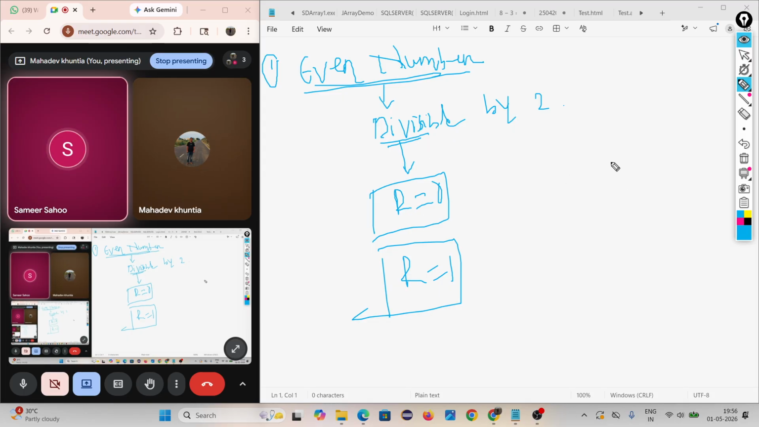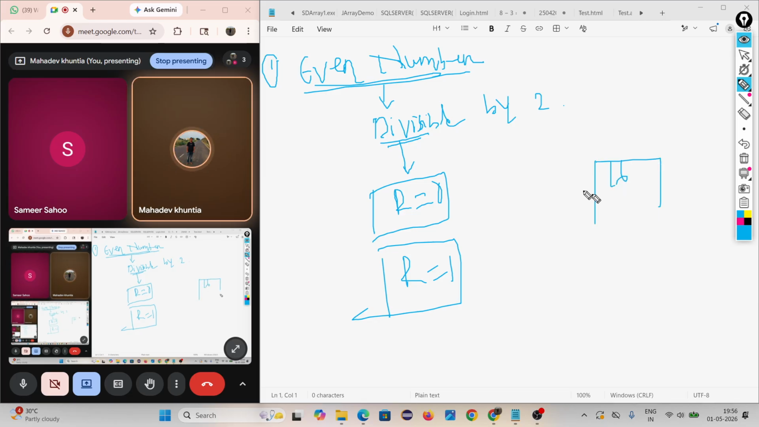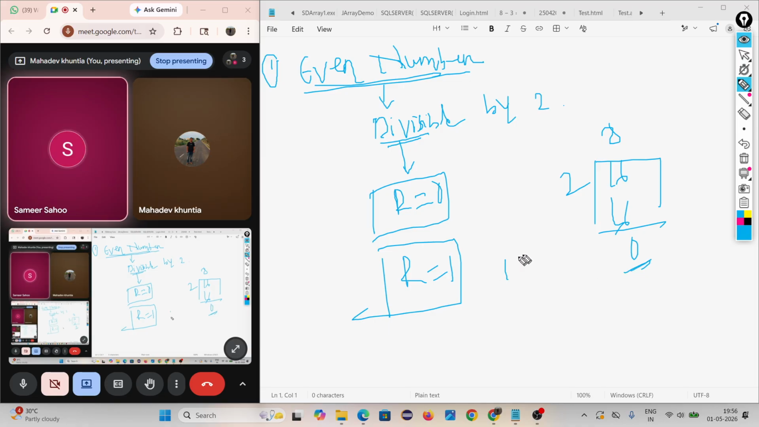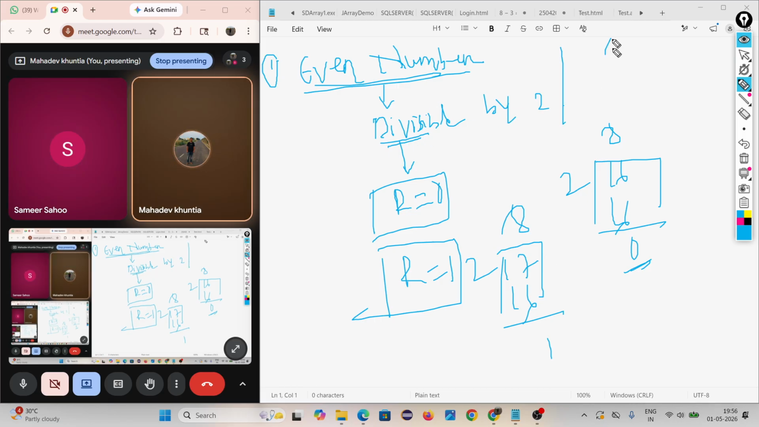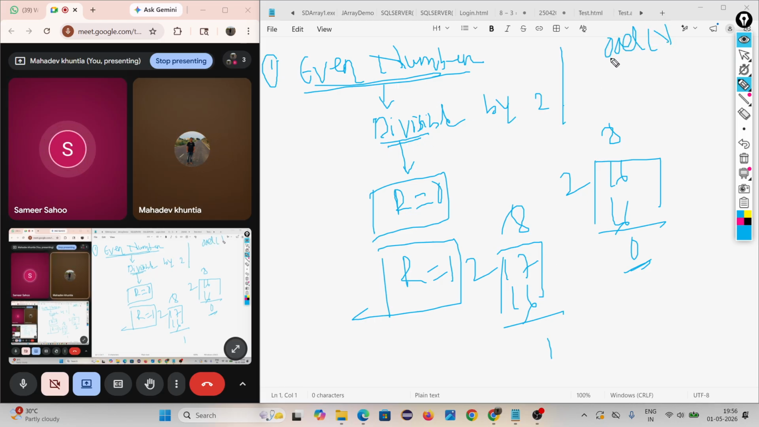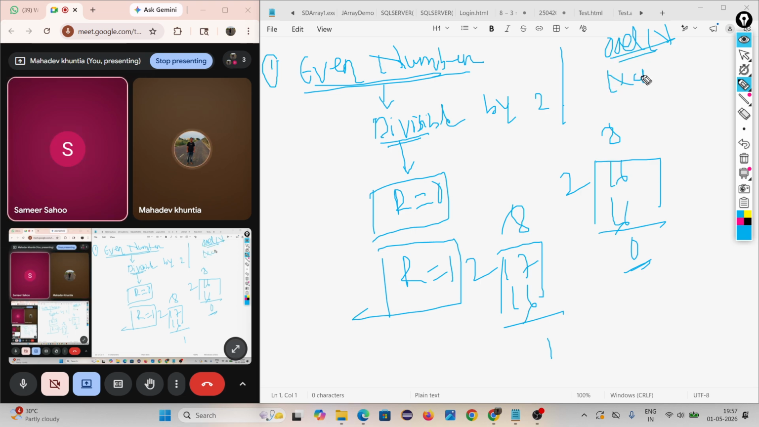Okay? Look, 16. 16 is an even number. Look, 2 8s are 16. Remainder is how much? 0. 17 is an odd number. 2 8s are 16. Remainder is how much? 1. Okay? And you remember, even number means divisible by 2, odd number means not divisible by 2.